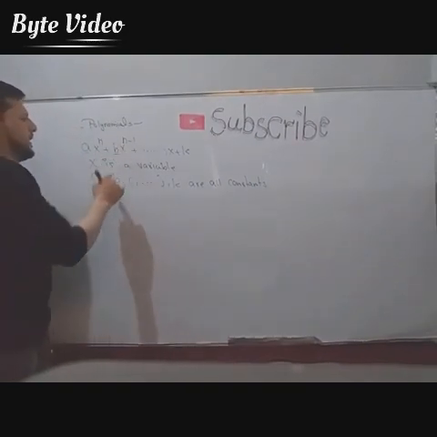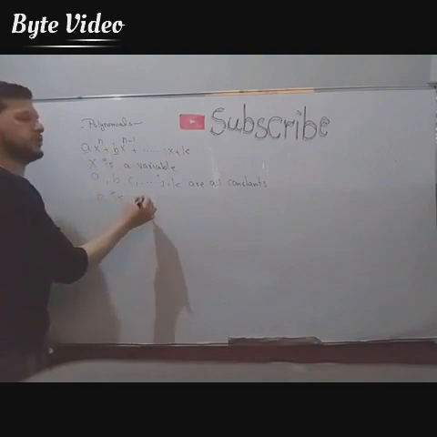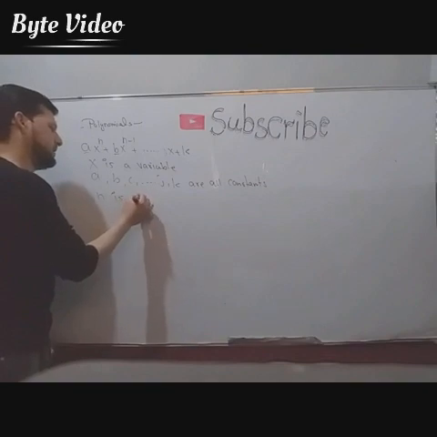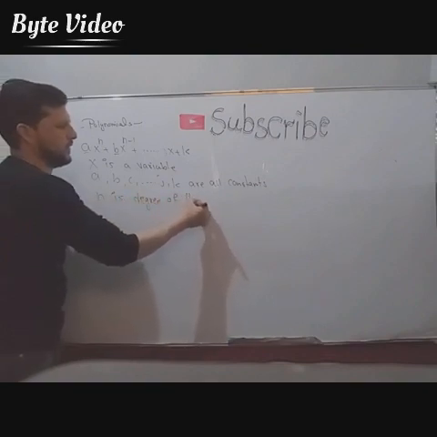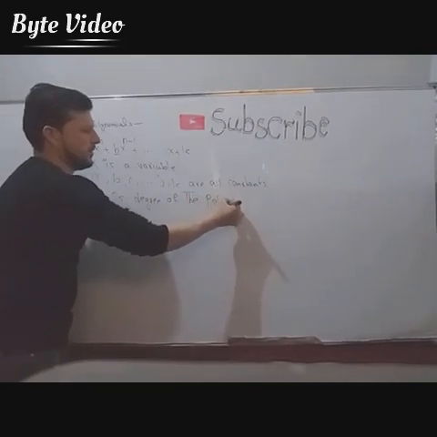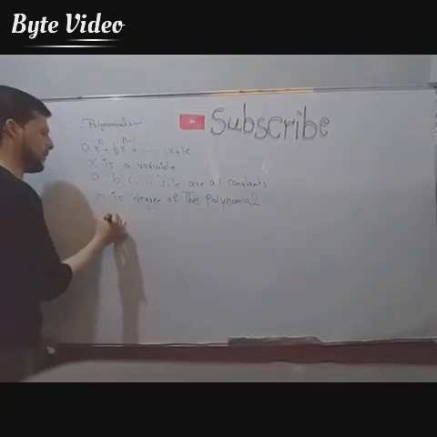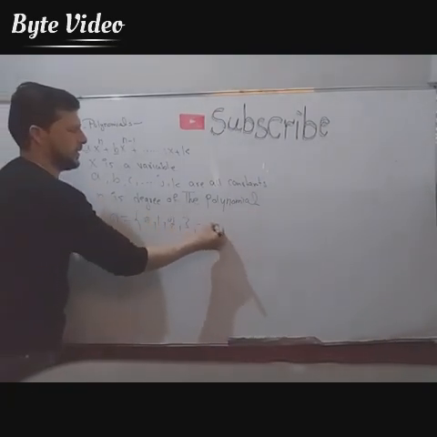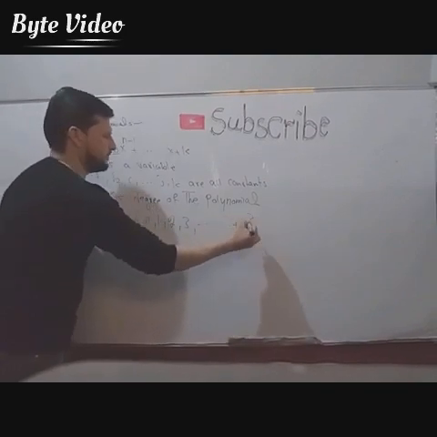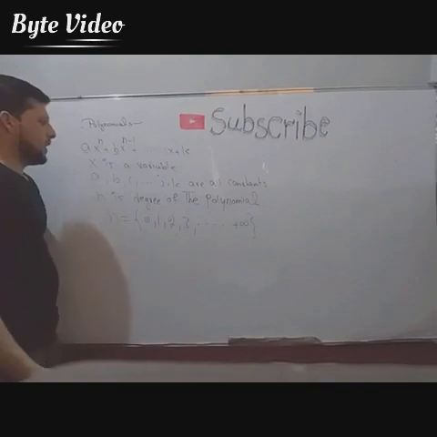So x is the variable, and n is a positive integer. n is the degree of the polynomial. n is from this set: 0, 1, 2, 3, up to positive infinity. So it means it's a positive integer included with 0.